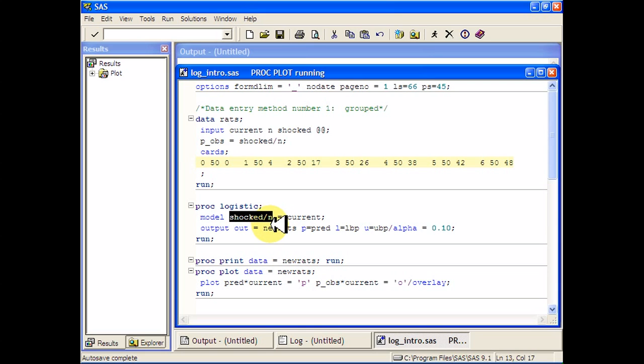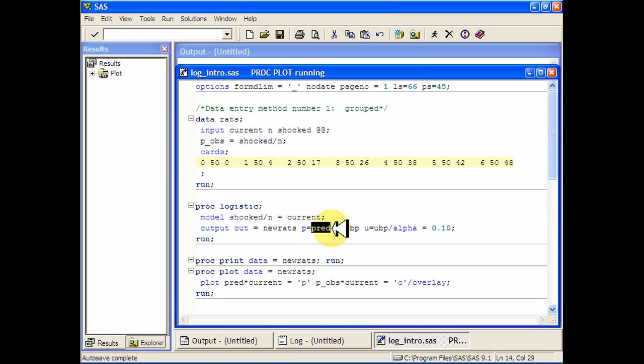You can go ahead and use instead that shock divided by n, and that's okay, that syntax there. And then we've created an output data set, just like you can with most of the other procedures, say a regression procedure or GLM. And it's the same idea. Remember, the keywords are in blue, and the black words are words I made up. So out equals new rats. That's just what I call the data set. You don't have to call yours the same thing.